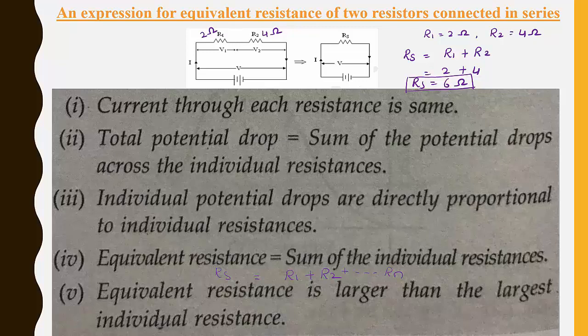So here, between R1 and R2, which has the greater value? R2 is greater. But compared to that, what is the value of the equivalent resistance? 6 ohm. That means the equivalent resistance is always greater than the largest individual resistance. So this is all about the equivalent resistance of two resistors connected in series.